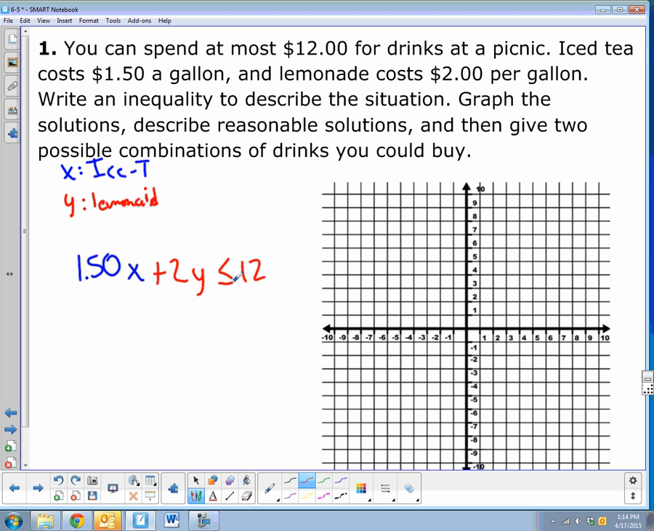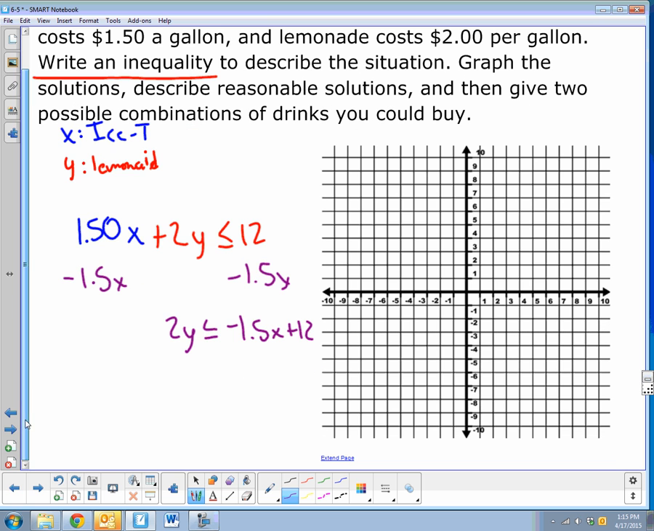All right, I've written an inequality. Write an inequality to describe the situation. Done. Now I need to graph it. So I got to get y all by itself. I'm going to subtract 1.5x from both sides. Good. So 2y is less than or equal to negative 1.5x plus 12. I'm going to isolate the variable and divide everything by 2.